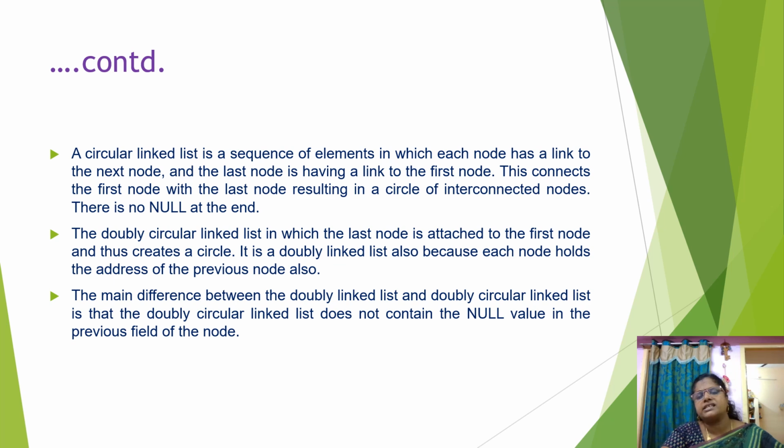A circular linked list is a sequence of elements in which each node has a link to the next node and the last node has a link to the first node. This connects the first node with the last node, resulting in a circle of interconnected nodes. There is no null at the end. A doubly circular linked list is one in which the last node is attached to the first node, thus creating a circle. It is also doubly linked because each node holds the address of the previous node as well. The main difference between the doubly linked list and the doubly circular linked list is that the doubly circular linked list does not contain the null value in the previous field of the node.